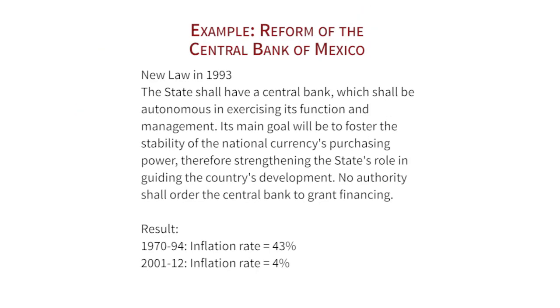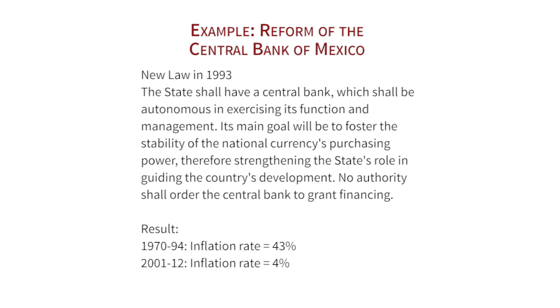Another example which is useful is what happened in Mexico. Based on that correlation, a number of central banks and governments, countries, instituted more central bank independence. It happened in Mexico too, and here's an example just to see how the law affects central bank independence. So just read this. This is the law put in place in 1993 in Mexico, 20 years ago. The state shall have a central bank, which shall be autonomous in exercising its function and management. Its main goal will be to foster the stability of the national currency's purchasing power, thereby strengthening the state's role in guiding the country's development.